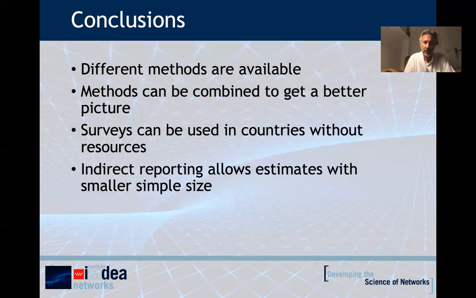In conclusion, we have shown that there are multiple methods that can be used, and all of them could be useful depending on the quality of the data. All of them can be used to obtain a better picture of what is happening. In particular, it's interesting to see that surveys can be used in countries in which testing and collecting data is not available. And in particular, indirect reporting, which is way cheaper and easier to deploy, allows us to estimate with certain quality and a smaller sample size.